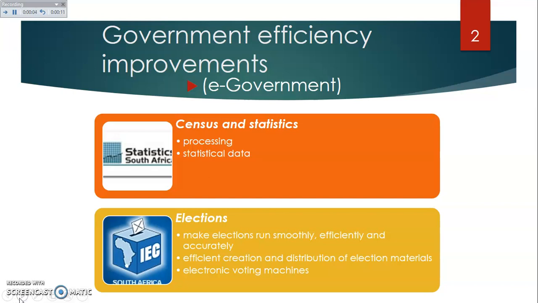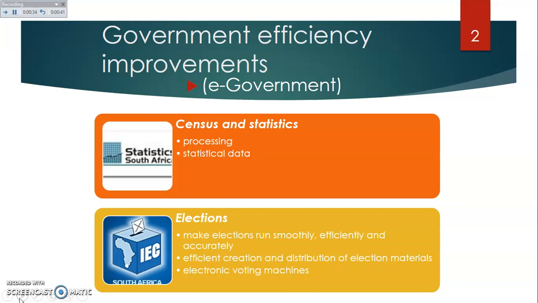Okay, so we are busy talking about e-government. E-government means we are now able to access a lot of the resources from the government via the internet. So, for example, census and statistics. For any government to do its job well, it needs to know something about the nature of the population it is trying to look after.